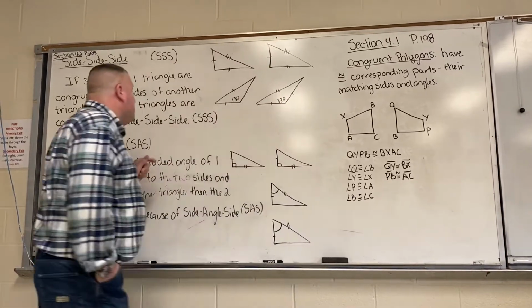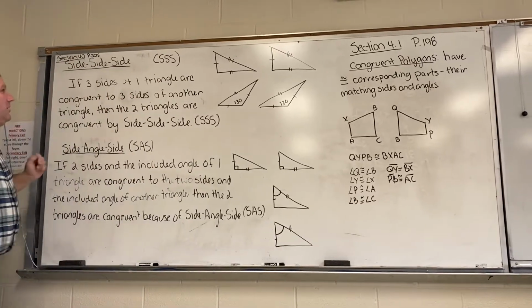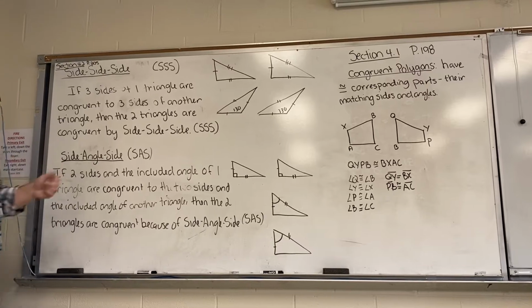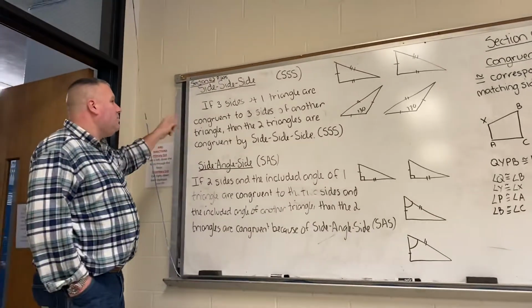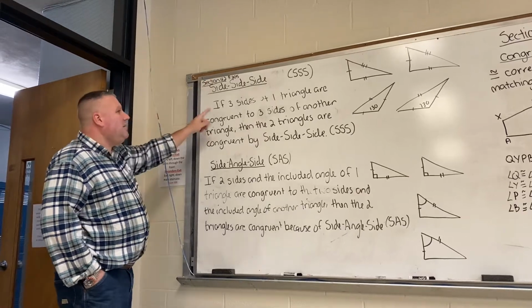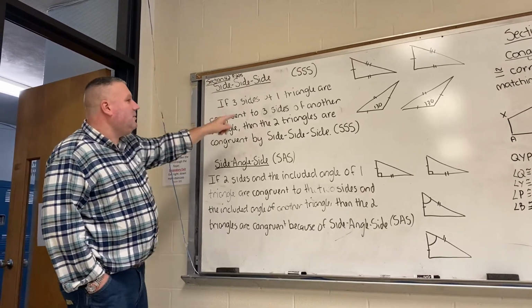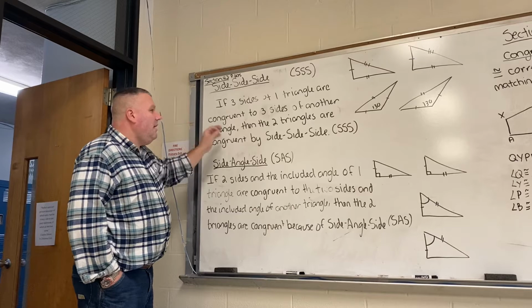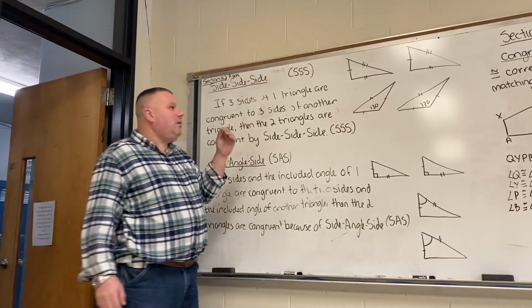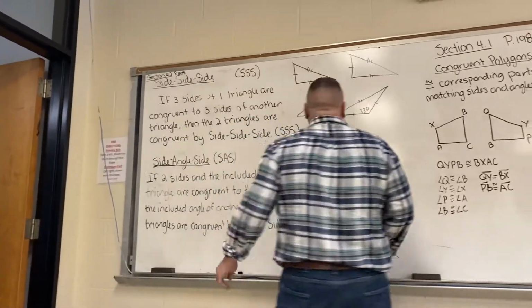Now, if we go over to section 4.2, which is on page 205, there's a couple of different ways that we're going to prove triangles congruent. The first way that we're going to talk about is something called side, side, side. If 3 sides of one triangle are congruent to 3 sides of another triangle, then the 2 triangles are congruent by side, side, side. Now, it has to be the corresponding sides.